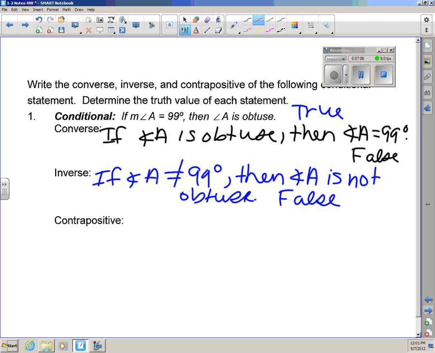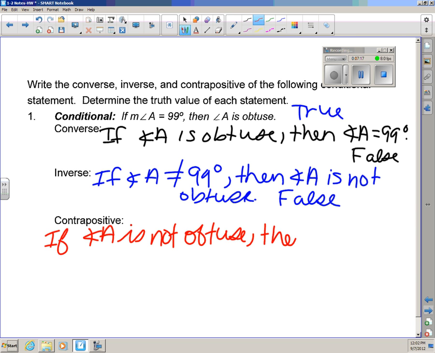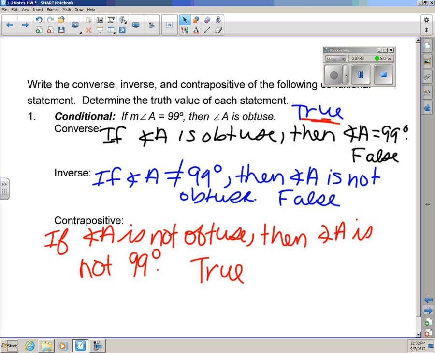Contrapositive, change order and negate. If, in this case, angle A is not obtuse, then angle A is not 99 degrees. Well, even before I reason this out, if the conditional and the contrapositive are logically equivalent, then the contrapositive must have a true truth value. Reason being, if the angle is not obtuse, there's no way it can have a 99-degree measure.